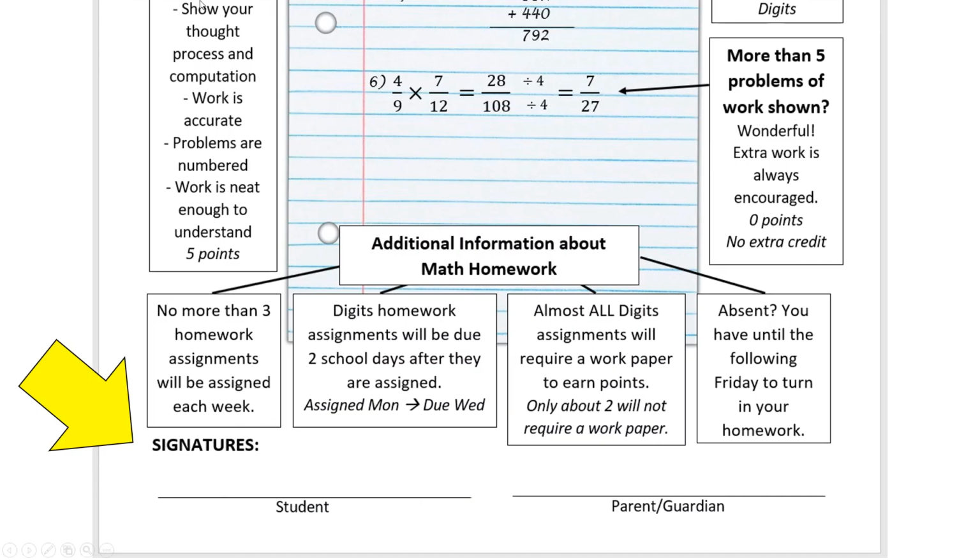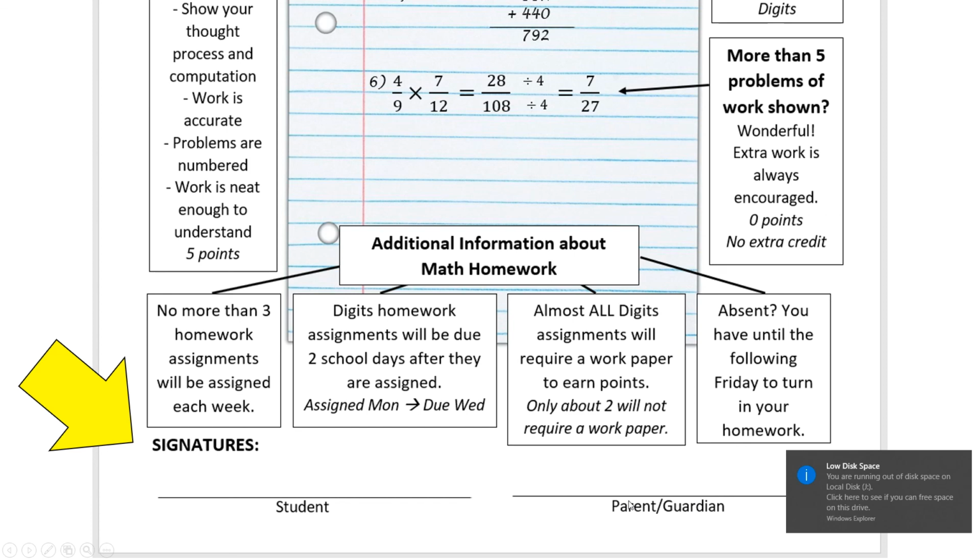So here's some more about that. And then if you show more than 5 problems, that's great and highly encouraged, but you will not receive extra credit. So just pointing out that it's great to do more than 5 problems of work, but you will not get extra credit if you do. And then some more information about the homework. You pause and read these, and then you'll need signatures at the bottom showing that you've read it and you understand.